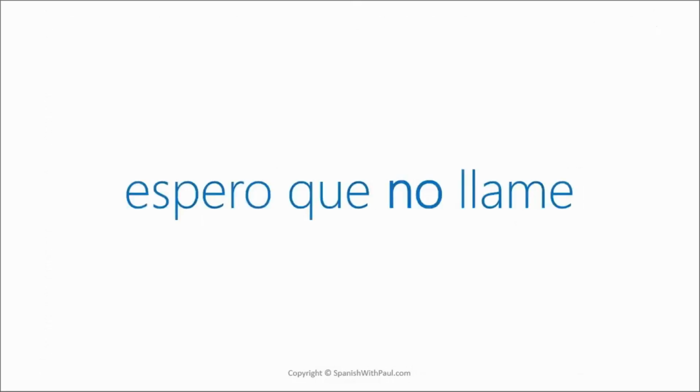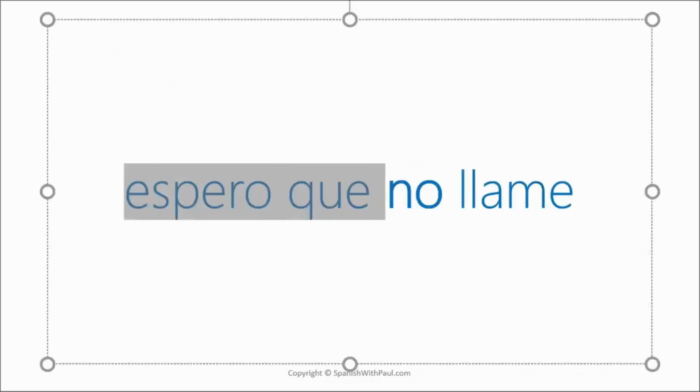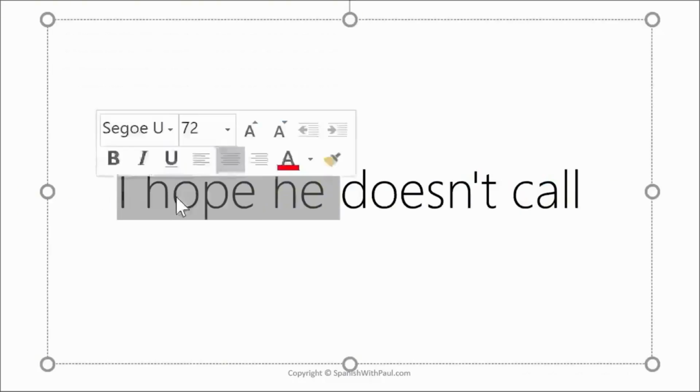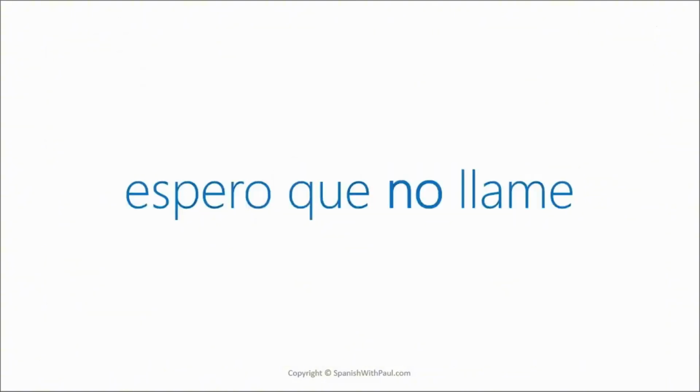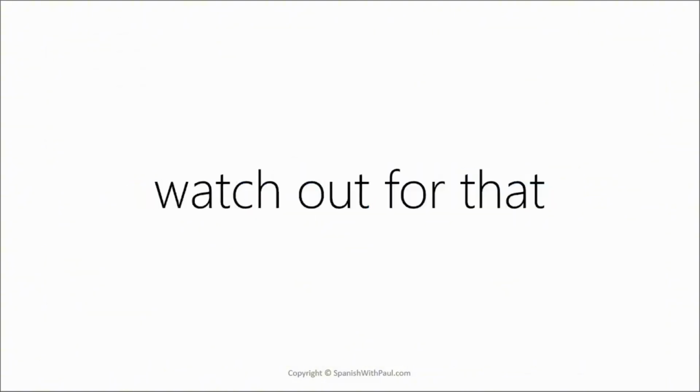So this is why we get espero que no llame. We still have I hope that. As you can see in the English here, I hope that. And then the negative is in the middle, que no llame. So just watch out for that with some triggers in the subjunctive.